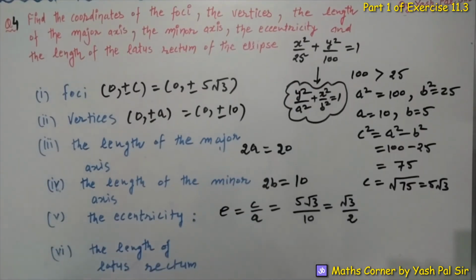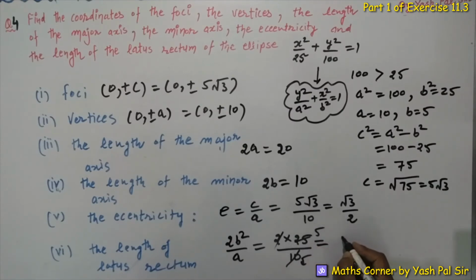Last one is the length of the latus rectum, which is 2b square upon a, equal to 2 into 25 upon a, which is 10. So this means 2 into 5, which gives 5 as the length of the latus rectum. Now next question.